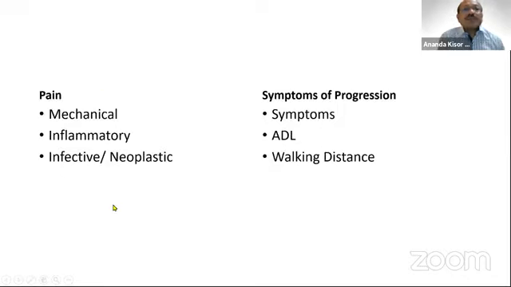Next, this is the pain. This is the most important. We have to categorize the pain. Pain may be mechanical pain, inflammatory pain, or infective or neoplastic pain. There are 2 points: the aggravating factor and the relieving factor. If there is a mechanical pain, it is always aggravated with activity and relieved by rest. Whereas the inflammatory pain is just the opposite. Pain may occur during rest.